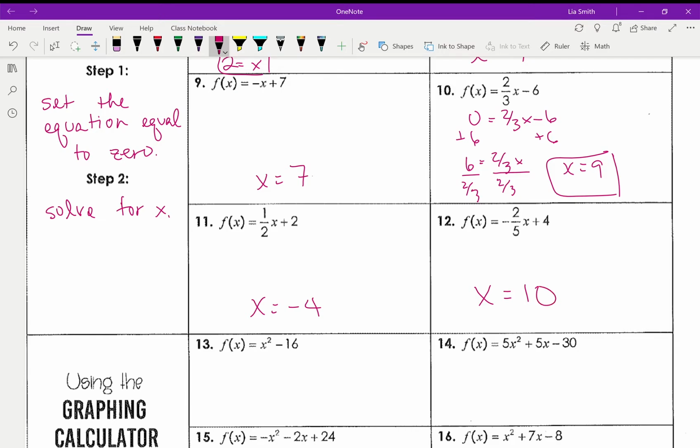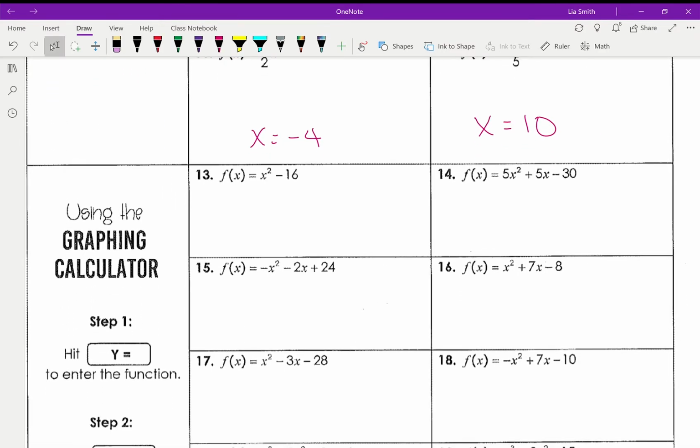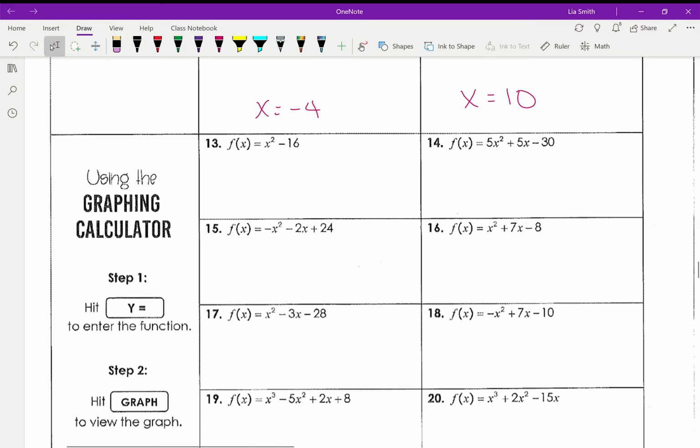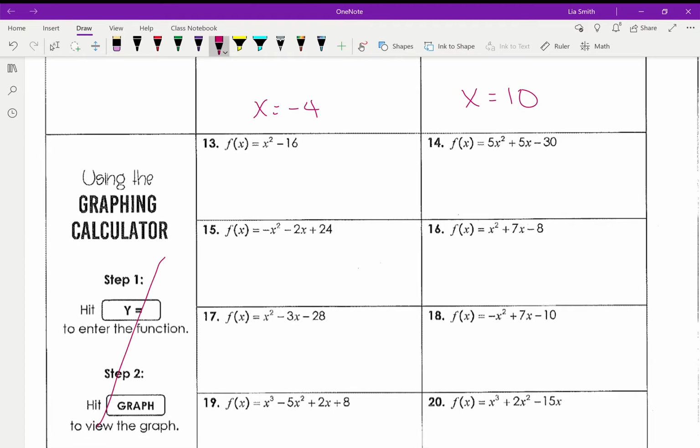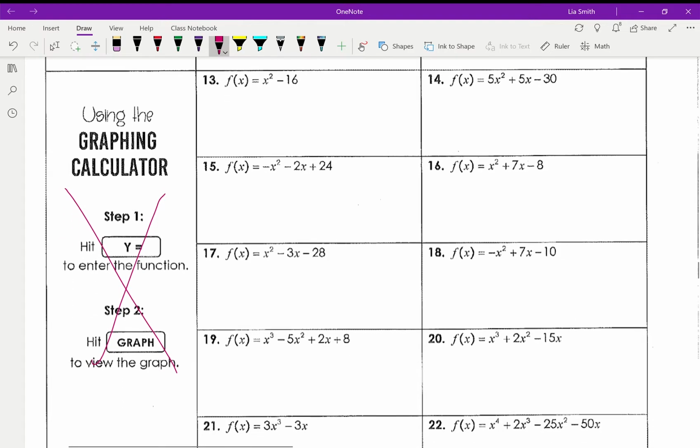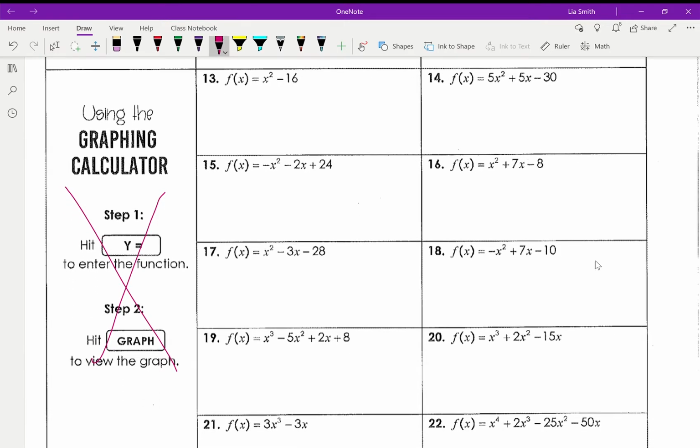You can also do these using a graphing calculator, but all of these are quadratic functions. While you can use a graphing calculator, let's practice solving these quadratic functions for the zeros. You can do all of these except for number 19, 20, 21, and 22. Those we don't know how to solve yet, but if you want to do them, you can do them in Desmos. For number 13, we're going to set this equal to 0, and this is actually the example problem that we did on the front of the paper.